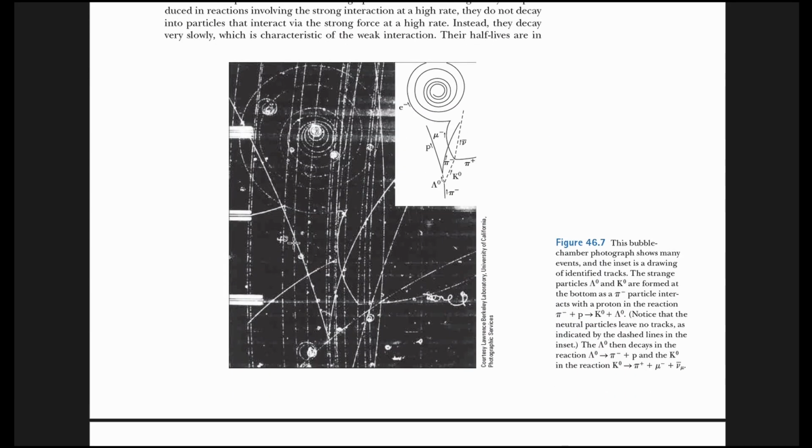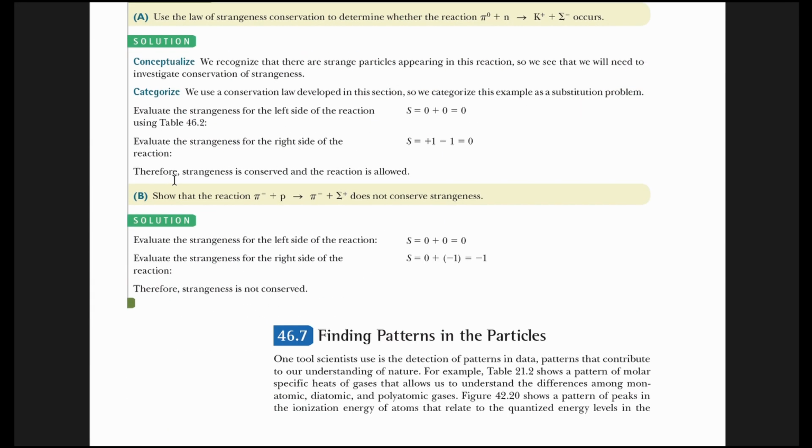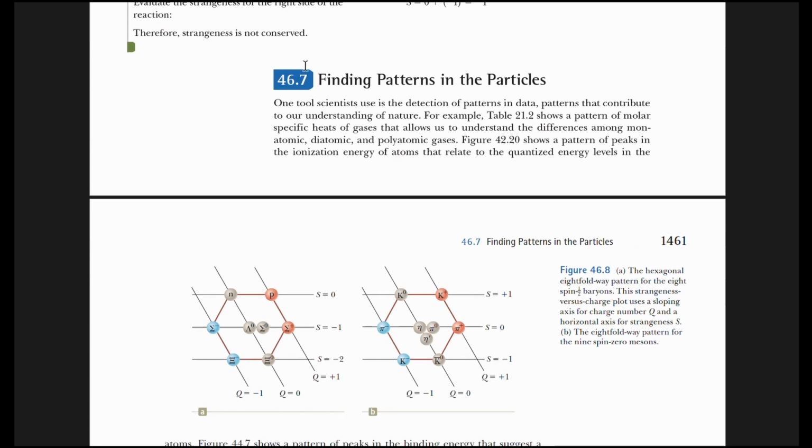Okay, interesting. We got some graphs here. This bubble chamber photograph shows events, and the inset is a drawing of identical tracks. Really cool. So this drawing, I guess, was a theory. Strange particles are formed at the bottom as pi particles act. Okay, I'm not going to read all that. My head is hurting a little from looking at all these graphs and numbers. Conservation of strangeness. Another conservation law. Let's push through that conservation section.